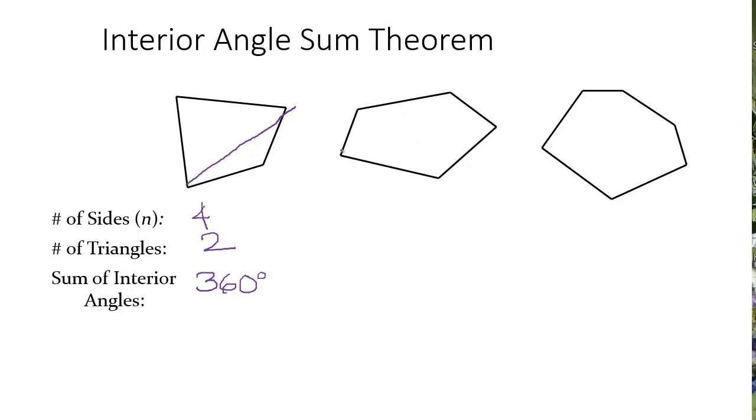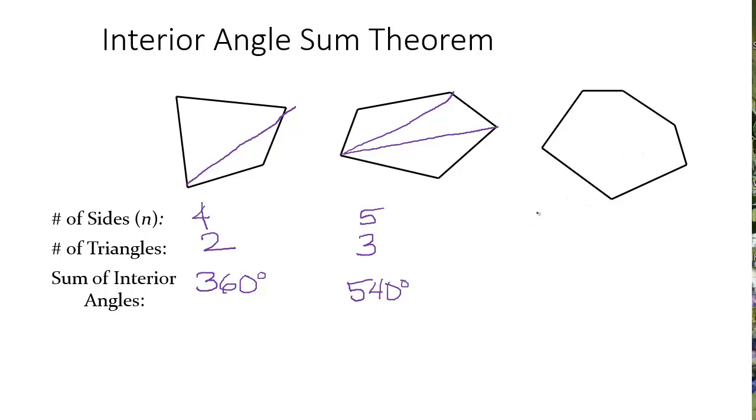On this pentagon, 5-sided figure, we can draw 2 segments from one vertex to opposite vertices and end up with a total of 3 triangles. And 3 times 180 is 540 degrees.